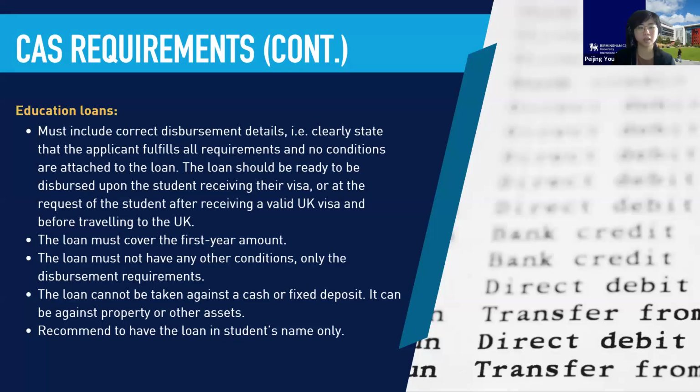So it needs to be against a property or other assets, but it cannot be cash. So just make sure that the loan letter also shows what you used to secure the loan. Normally the bank will confirm whether you used a property or what type of assets to take out the loan. And we recommend the loan be just in your name, not in your parents' or anyone else's name.